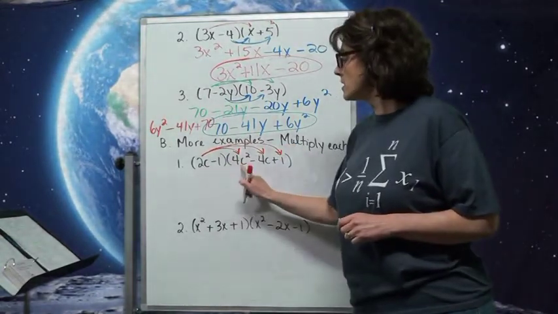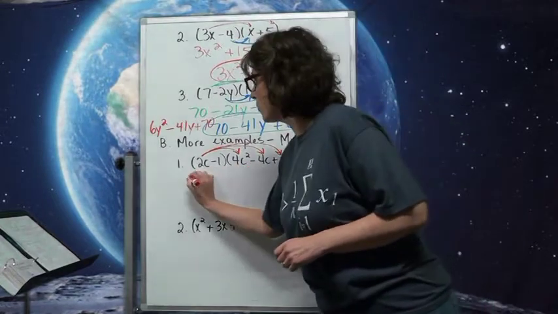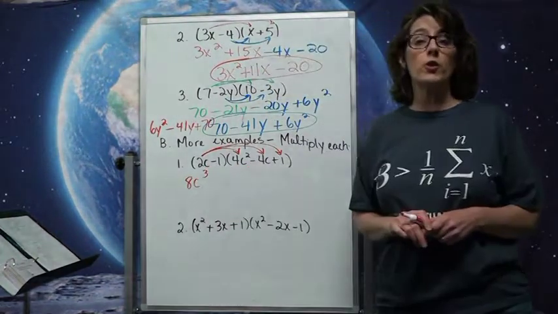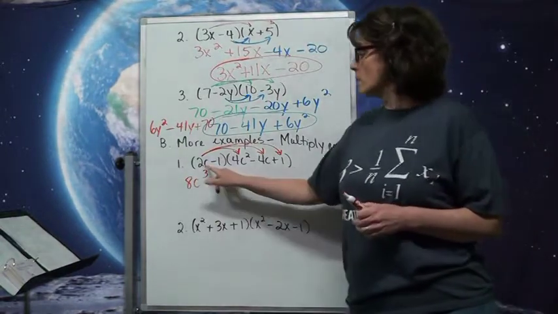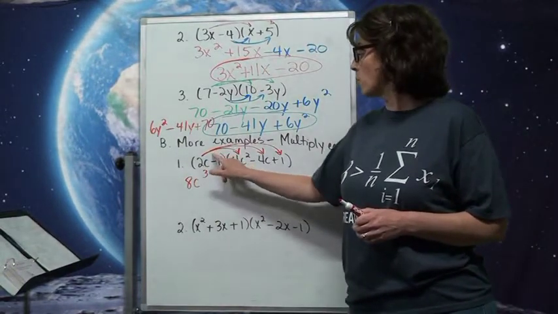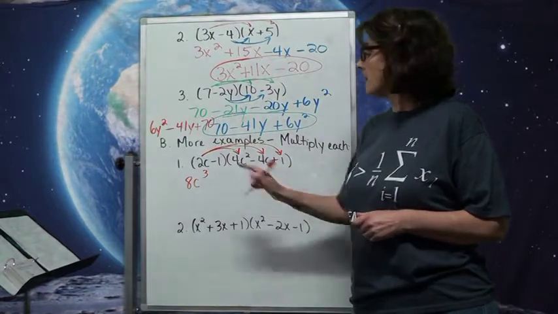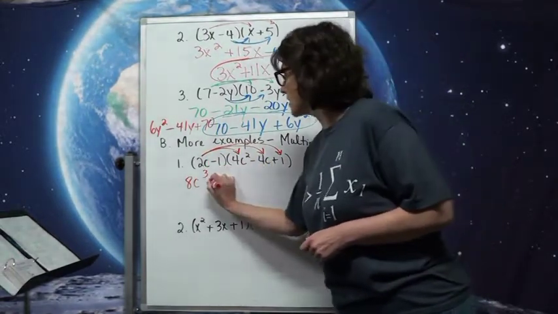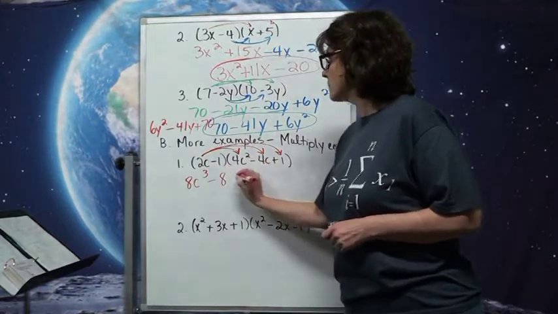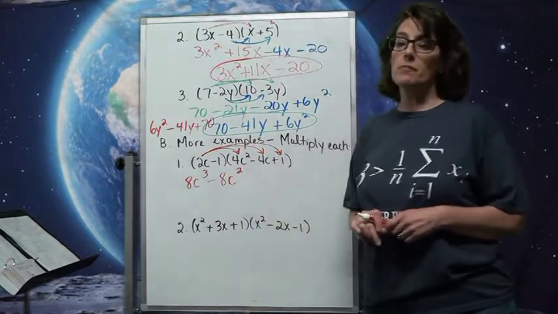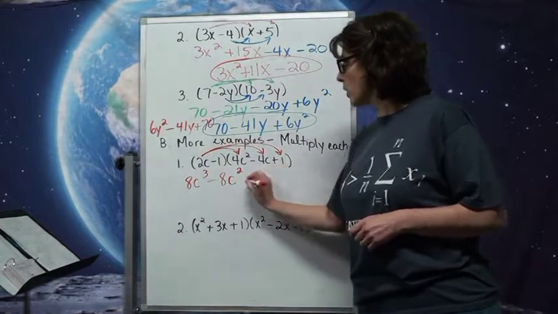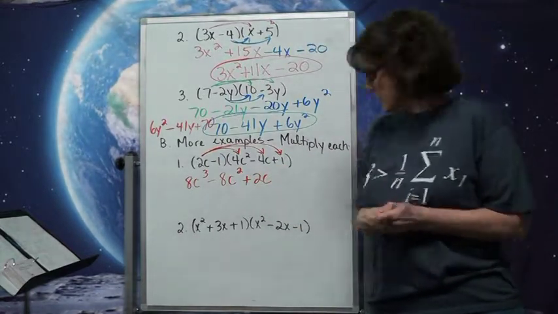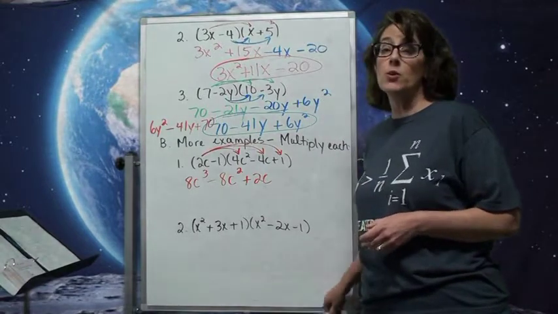So 2c times 4c squared, 2 times 4 is 8. C times c squared is c to the third, because we learned with our laws of exponents, when you multiply the bases, you add the exponents, and a 1 plus 2 will give me a 3. Then 2c times negative 4c, well, 2 times negative 4 is a negative 8, and c times c is a c squared. And now, 2c times 1 is just a 2c. So I've distributed the first guy through that second parentheses. He's done. He can't do anything else.